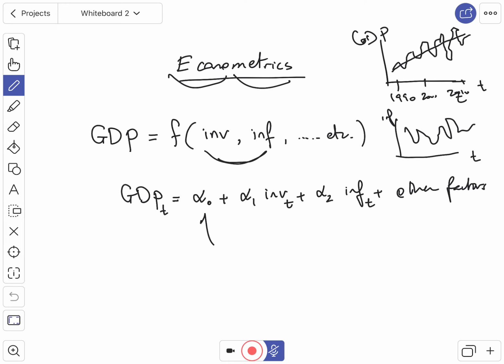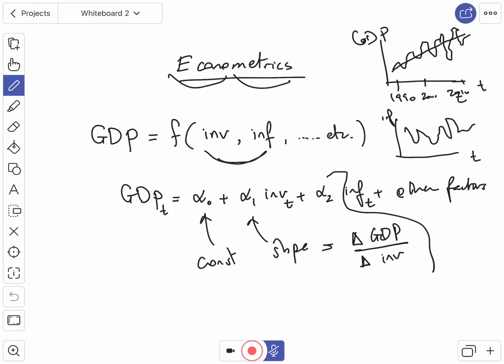We said that this is called the intercept of the relationship, or the constant, right? This is a slope. The slope is the change in GDP because of the change in investment. This is another slope, alpha 2. It's the change in GDP because of the change in inflation, and so on.